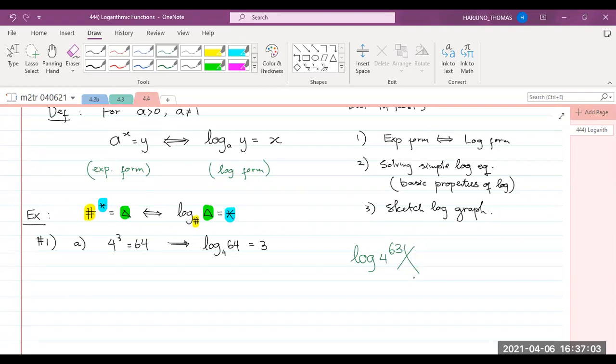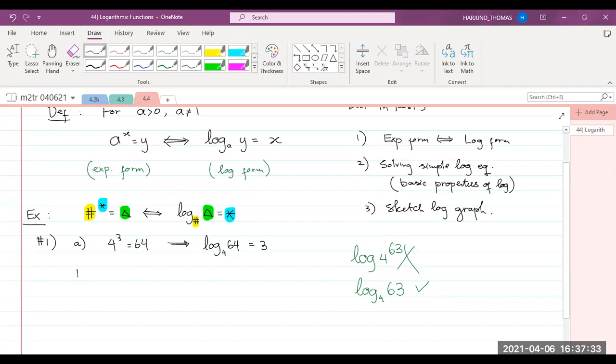The 64 is supposed to be the same size, on the same line, at the same level as log. So it's supposed to be log, the 4 is small and lower, and the 64 is at the same level, the same size as that log. That's the correct way of writing it. Okay.